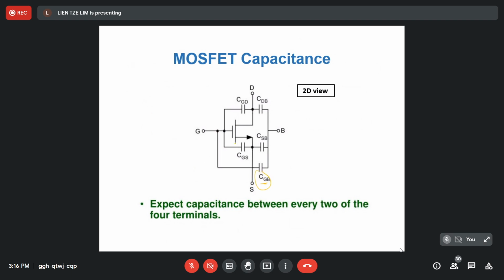So these are the three gate capacitances. And for junction capacitance, this is the source to substrate and the drain to substrate. So these two are the junction capacitances.